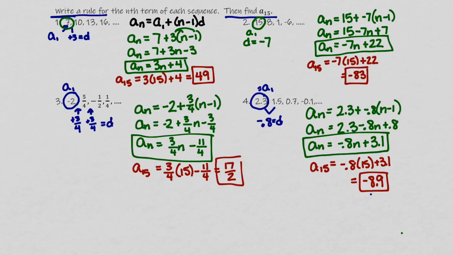Now, for any of these, once you get your rule, and if you think the rule doesn't look correct, you can always plug in n being 1, n being 2, n being 3, and make sure you get the numbers that are in your sequence to check. So this is the video for 8.2 part 1.